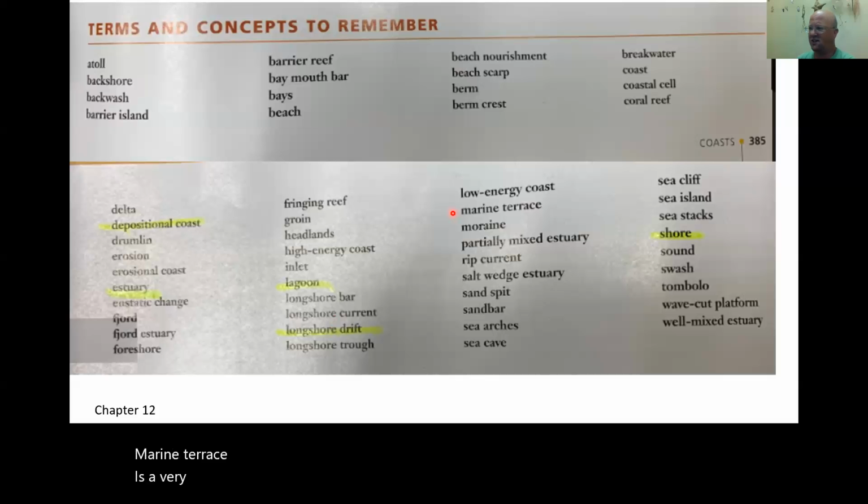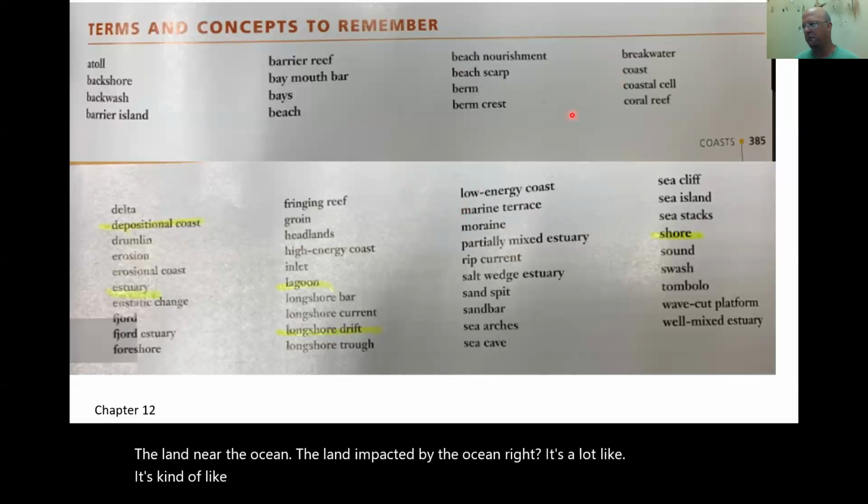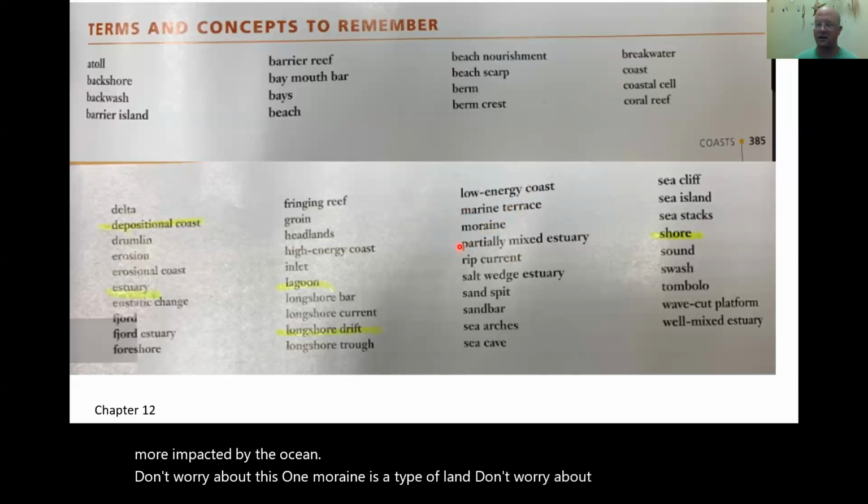Marine terrace is a very broad term. It's kind of like beach. What is a marine terrace? It's essentially the land near the ocean, the land impacted by the ocean, right? It's kind of like coast, but more impacted by the ocean. Don't worry about this one. Moraine is a type of land. Don't worry about it.